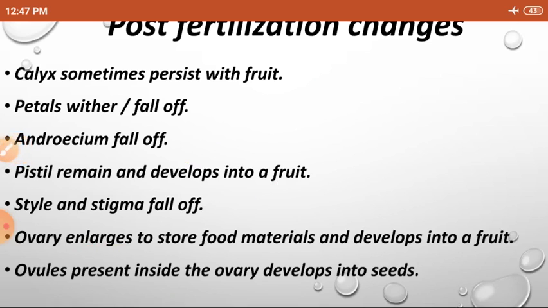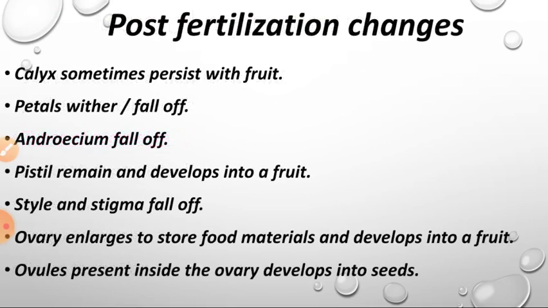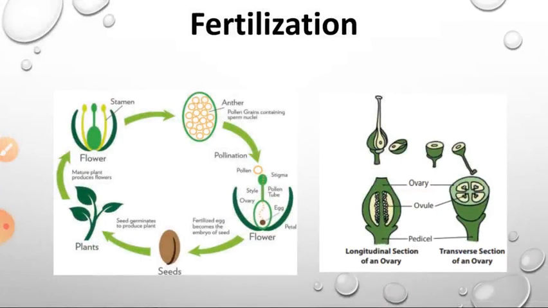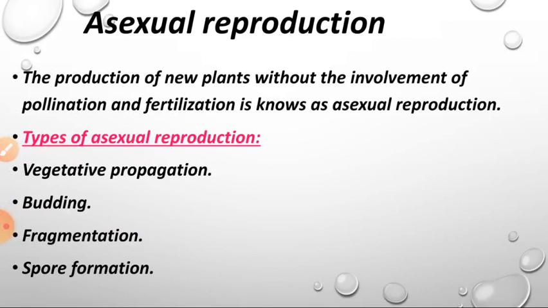So these are the changes in post fertilization. So far we have discussed sexual reproduction. In sexual reproduction, we need two processes. One is the pollination process. The next one is the fertilization process. And now we are going to see asexual reproduction. Asexual reproduction is just the opposite of sexual reproduction.